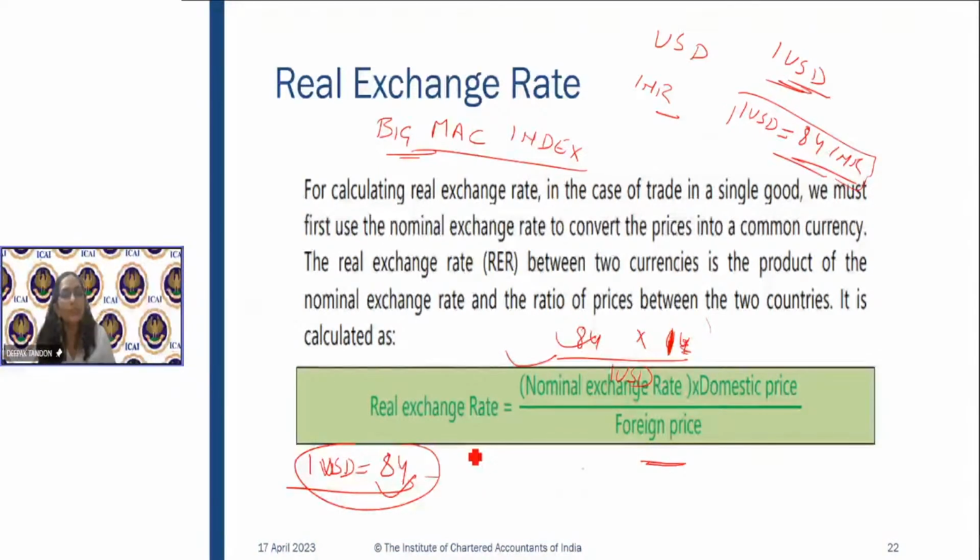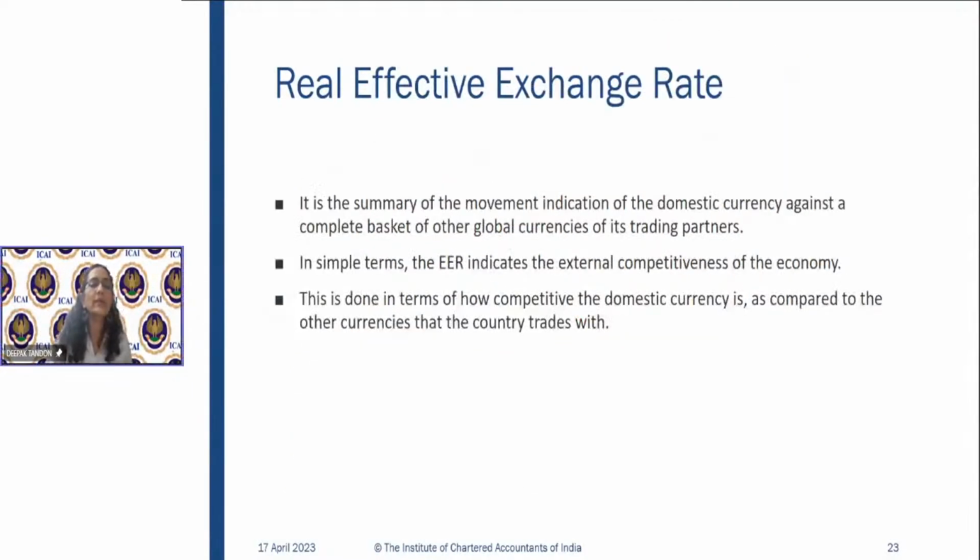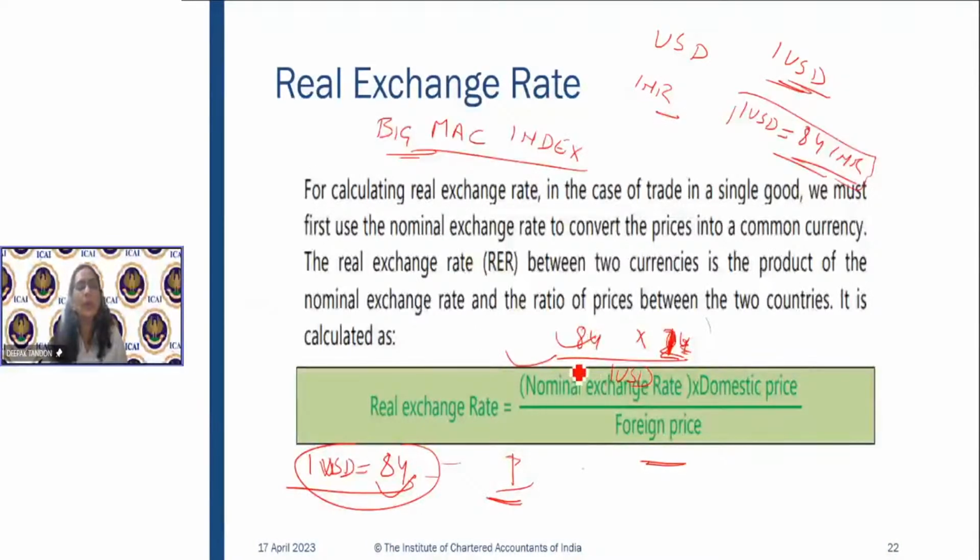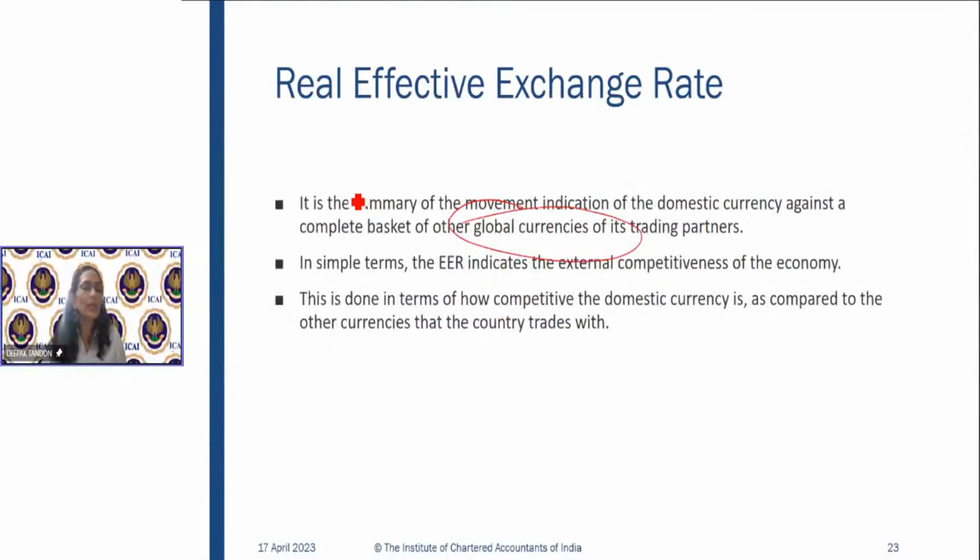But in case McDonald's burger costs you $2, then in that case, there's inflation in India. So real effective exchange rate is the rate which we take with respect to a group of global currencies together. Here we have taken only USD, no? Here we take a group of currencies together and then we calculate. That is known as effective exchange rate. Effective exchange rate means you calculate the external competitiveness of the economy based on 5 currencies or the leading currencies in the world market.